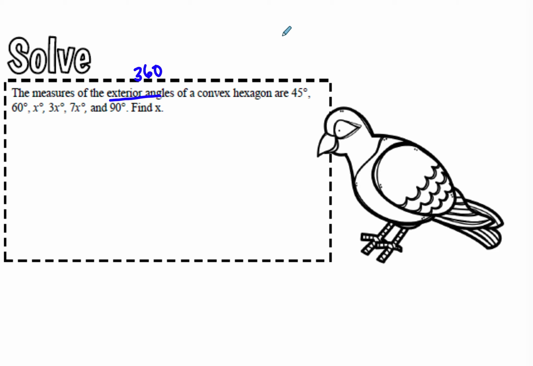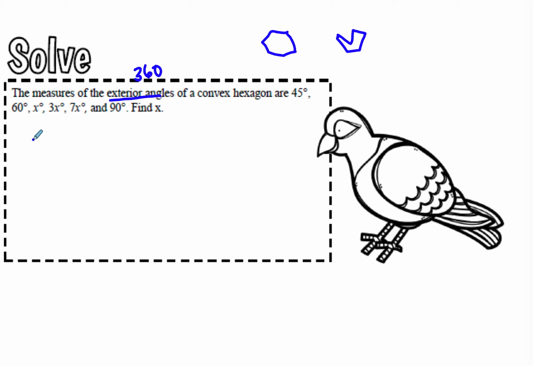Convex means all of the angles are pointing out. So it looks something like this, convex. Concave means part of it is pointing in. Like that would be a concave shape. So this 360 degrees works for convex shapes. Okay. Not important, just explaining what that word meant.